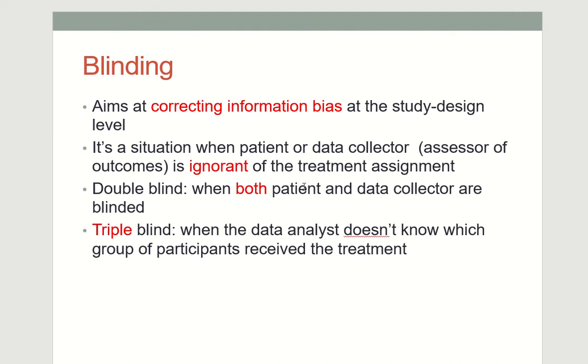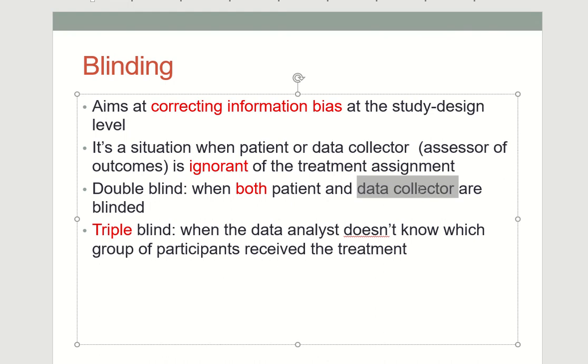Double blinding is when both patients and data collector are blinded. It depends on the situation who the data taker is. Sometimes it's the physician, sometimes it's the person responsible for the follow-up, sometimes it's the technician reading the lab or X-ray. It depends on who that person is. Triple blinding, you add to the double blinding the data analyst. You do not let them know.